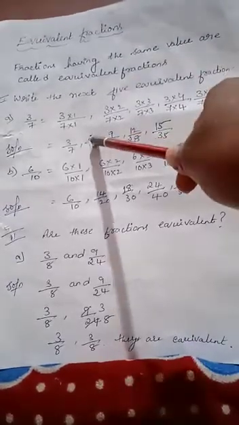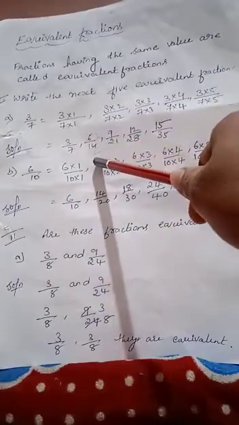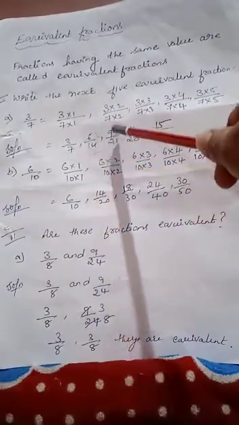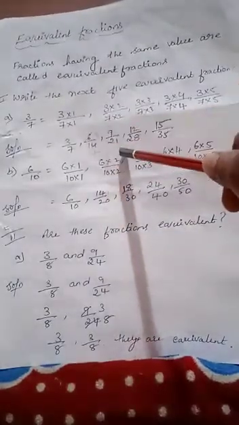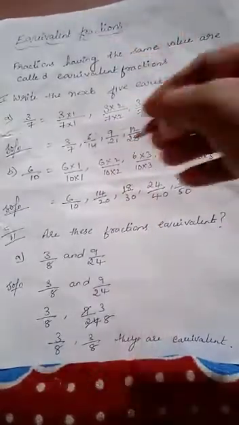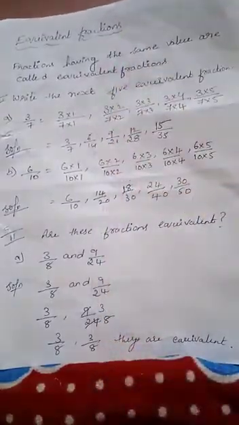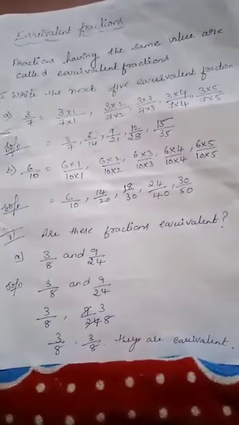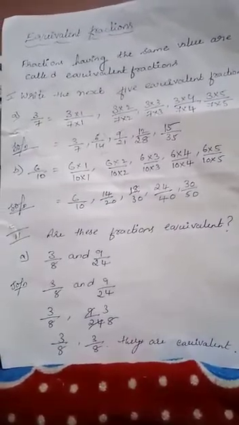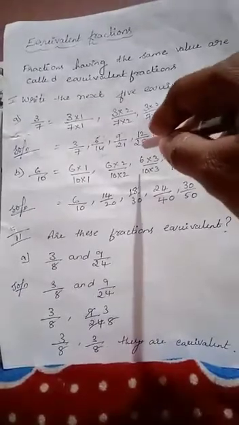Similarly 9 by 21, we got that answer, no? 9 and 21, which table do they go in? In the 3 table. 3 ones are 3, 3 threes are 9, 3 sevens are 21. We got 3 by 7 once again. Again 12 by 28 also goes in the 4 table, so it also goes with a 3 and 7.